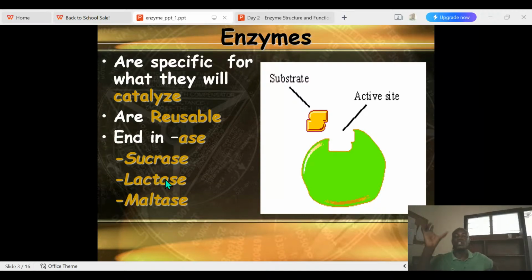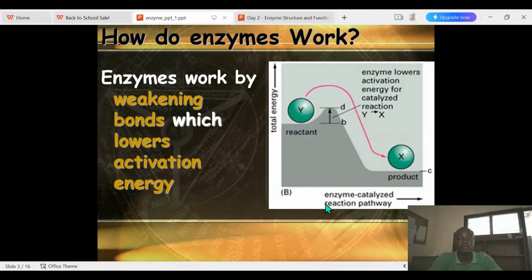These enzymes usually have an active site where a substrate binds. For example, here this is the active site of an enzyme, and this is the substrate that binds to the active site. Before an enzyme converts a substrate to product, the enzyme usually works by weakening the bonds of the substrate, which results in lowering the activation energy.